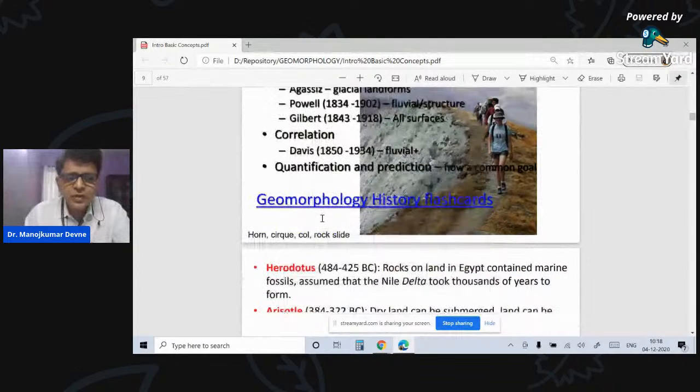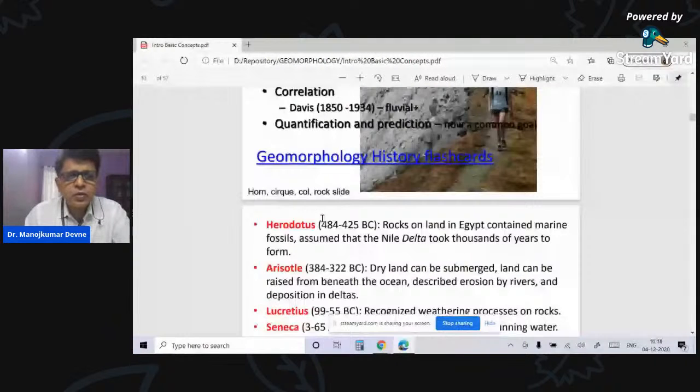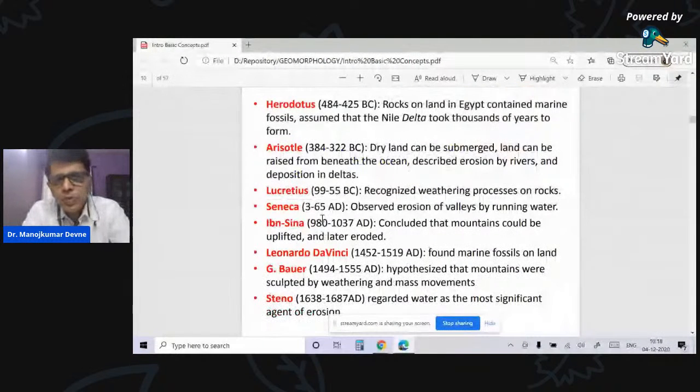Now, what did Herodotus contribute? He spoke about rocks on the land in Egypt containing marine fossils, and he assumed accordingly that the formation of the Nile Delta possibly has taken 1,000 years. It's not formed within a few years as such. Aristotle, he spoke about dry lands that can be submerged and land that can be raised from beneath the ocean. So he's speaking about plate tectonics, right? Or I would say isostasy, to be more precise, of that particular time.